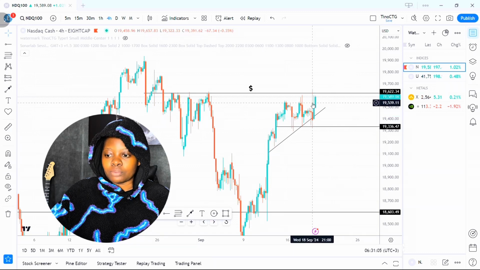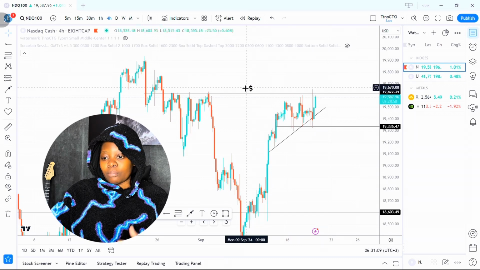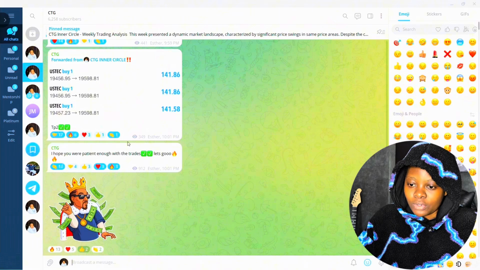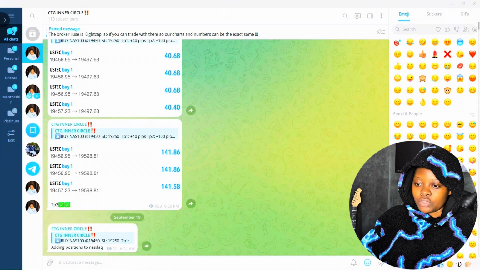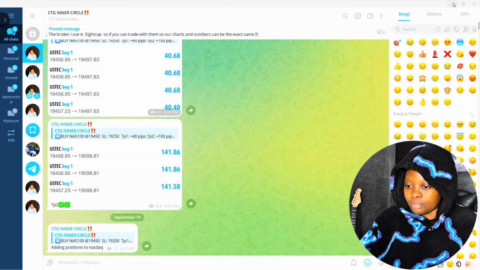and shot back up to the top. You can see that money is resting at this zone, right? The market could not break that trend line at the bottom. So in the inner circle right over here, I've already told them that we are adding positions to our Nasdaq trade. We don't want to close it because we only have 140 pips, right?